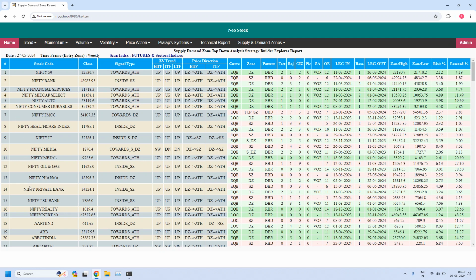And the first 17 in this list are sectorial indices, and the remaining are all equity stocks taken from the F&O category. So what I do is keep scrolling the list down. Each time I scroll down, I will give you only a few seconds. So you can pause the video when you want to refer to any of your favorite stocks. After that, you can proceed further. So let me scroll the list down.